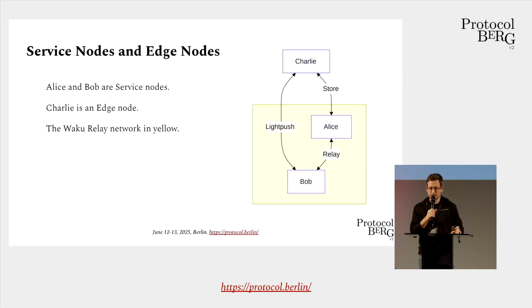So this is a simple diagram where Charlie is an edge node, Alice and Bob are relay nodes, and Charlie can request some service, like some store service from Alice, and Charlie can request independently the light push service from Bob. And in yellow, the Waku network is shown, which of course contains other nodes apart from Alice and Bob, not shown here for simplicity.